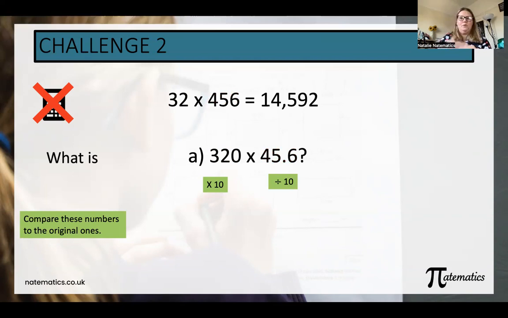And again, we're always thinking about proportionally. That means what's it been multiplied by? What's it been divided by? How many times bigger or smaller is it? So we can say this number is 10 times smaller than that, i.e. it's been divided by 10. This one is 10 times bigger because it's been multiplied by 10.